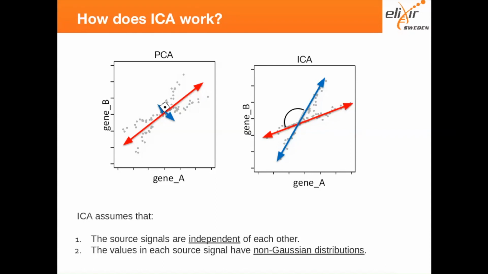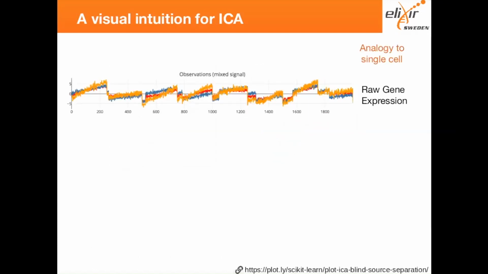In most cases in biology, we have Gaussian distributions. Even for single cell, we cannot assume that they are Gaussian or not Gaussian. But these are just details apart. You don't really need to memorize all of this.